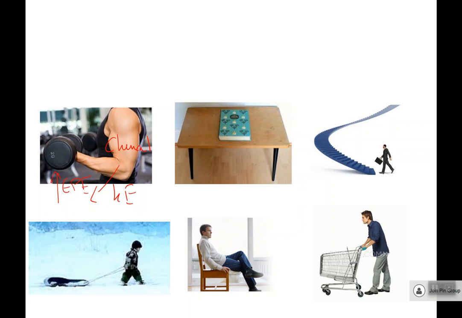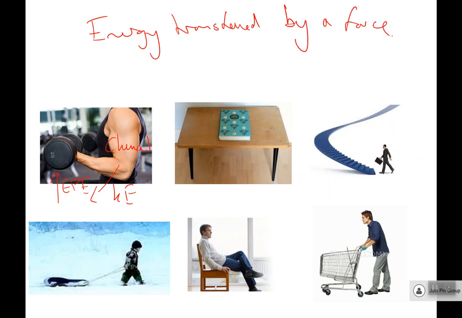So this is essentially what work done is. Work done is energy transferred by a force. It's when the force displaces the object, i.e. it moves it from one place to another. There are some other examples of work done here. On the bottom left, that child is pulling along the sledge. He's applying a force to the sledge, transferring kinetic energy to it.